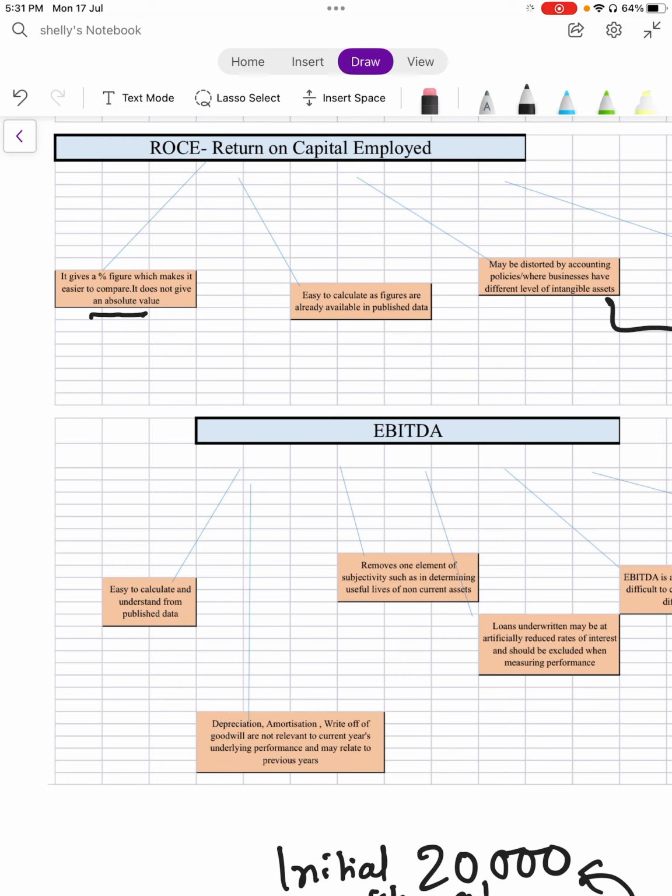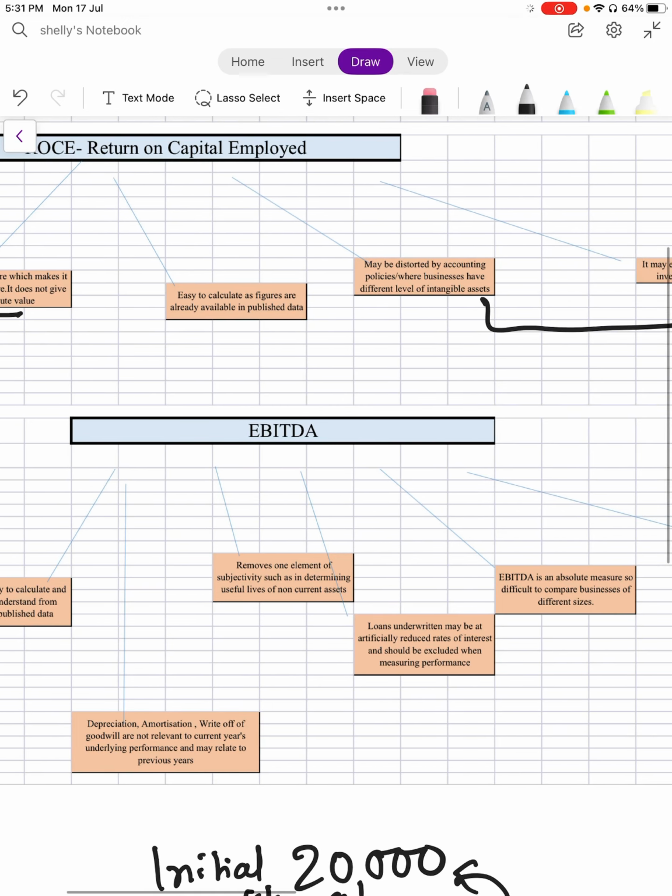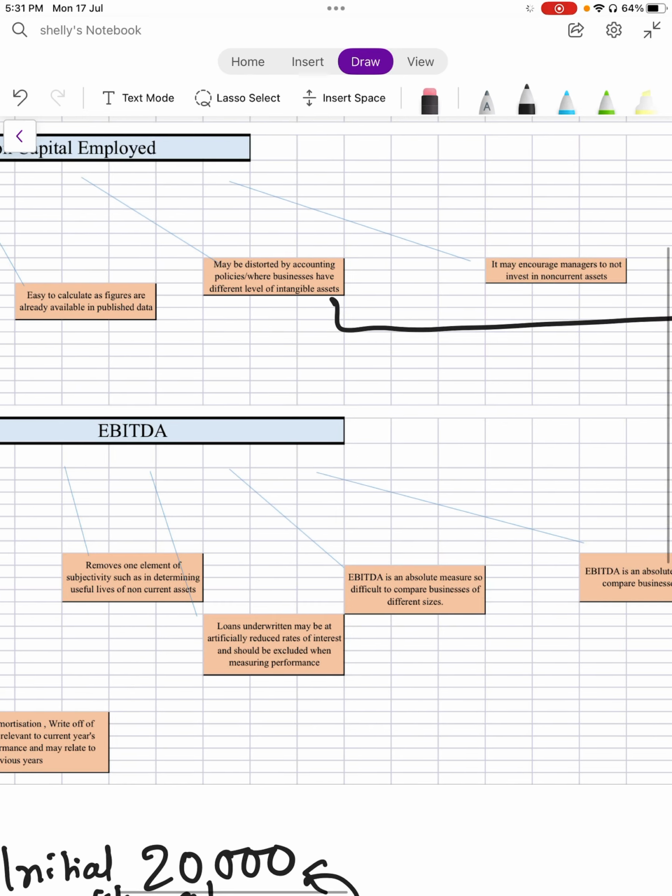Return on capital employed, as we know, gives us a percentage figure. So, obviously, it makes it easier to compare. Second, it is calculated from the already published data. We just take the numbers which are there in the financial statements, and then we just put them in the ratio. So it is easy to calculate.